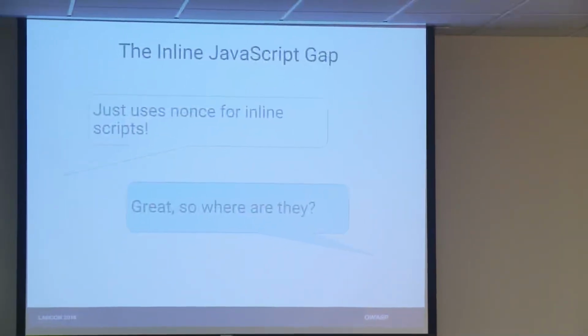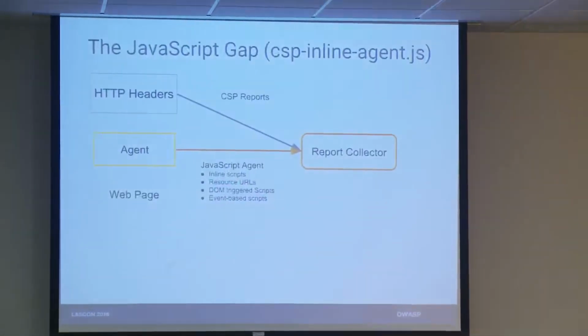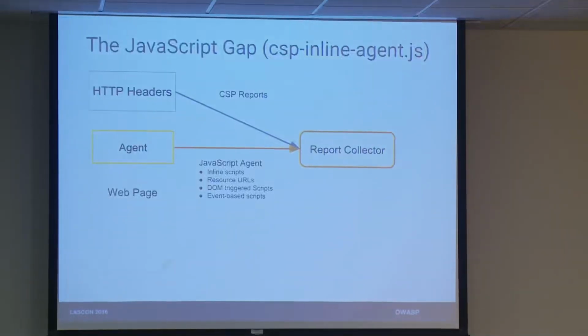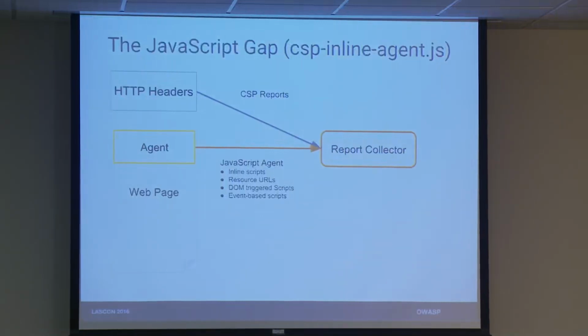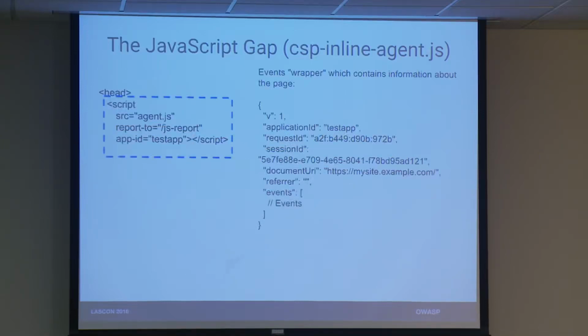What the agent does is it's a JavaScript agent that sits at the top of the page in the head, and it'll instrument the DOM. So as things are added to the DOM, it'll inspect them. It'll inspect the body of the inline JavaScripts, or it'll inspect the script tags and what resources they're loading. And it collects some meta information as a wrapper around that: a request ID, which is a random ID per page load, a session ID, which it keeps in local storage, and a document URI, and the referrer if it's available.